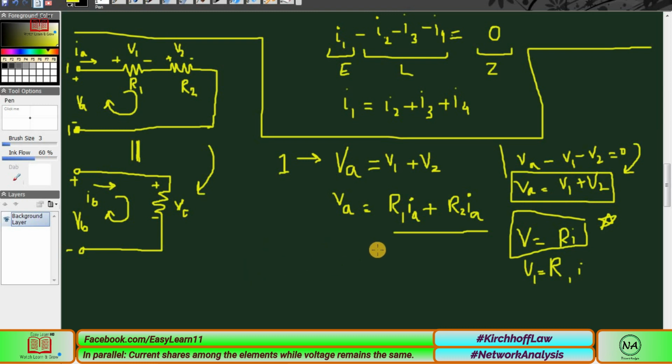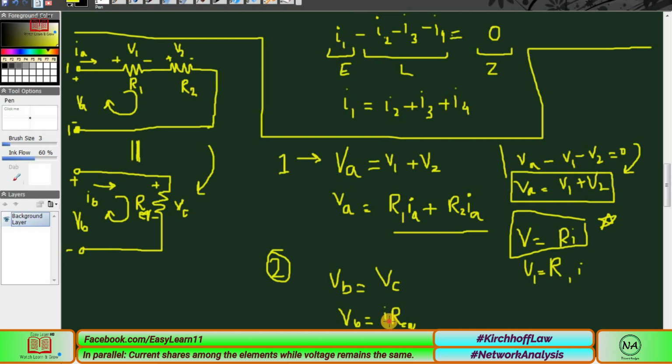Now we can write this formula for the equation of the second loop also, which is again very simple. VB is equal to VC, because there is only one resistance utilizing this voltage, and I haven't named it yet. This is R equivalent, R_EQ. So by using the formula I can simply write I times R, where R is the equivalent. So R equivalent, this is the way to write the formula.